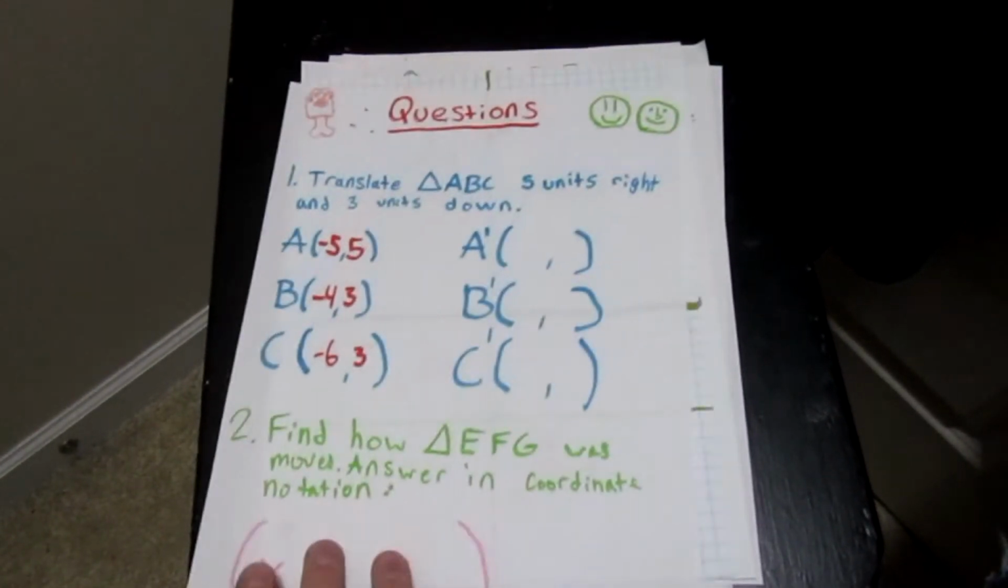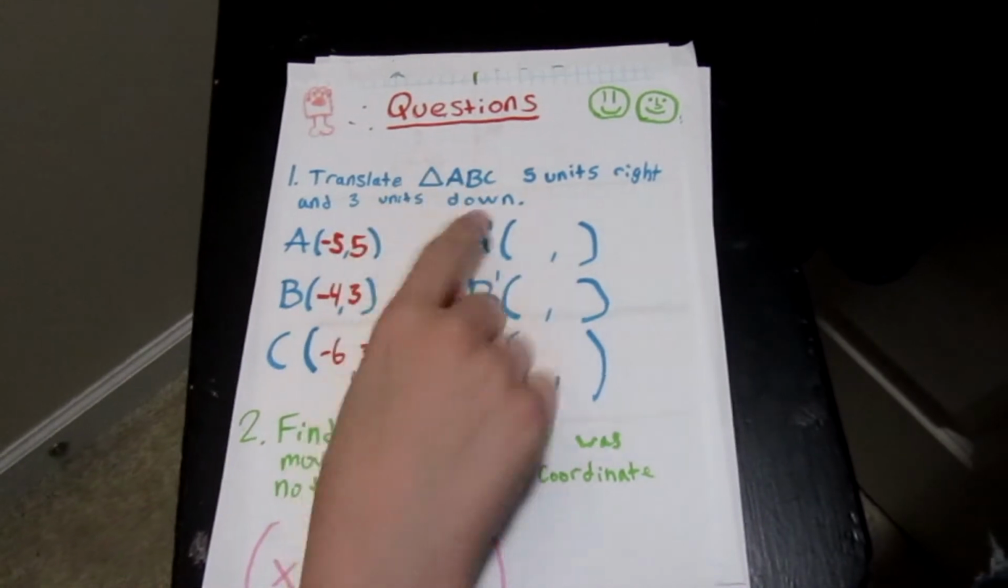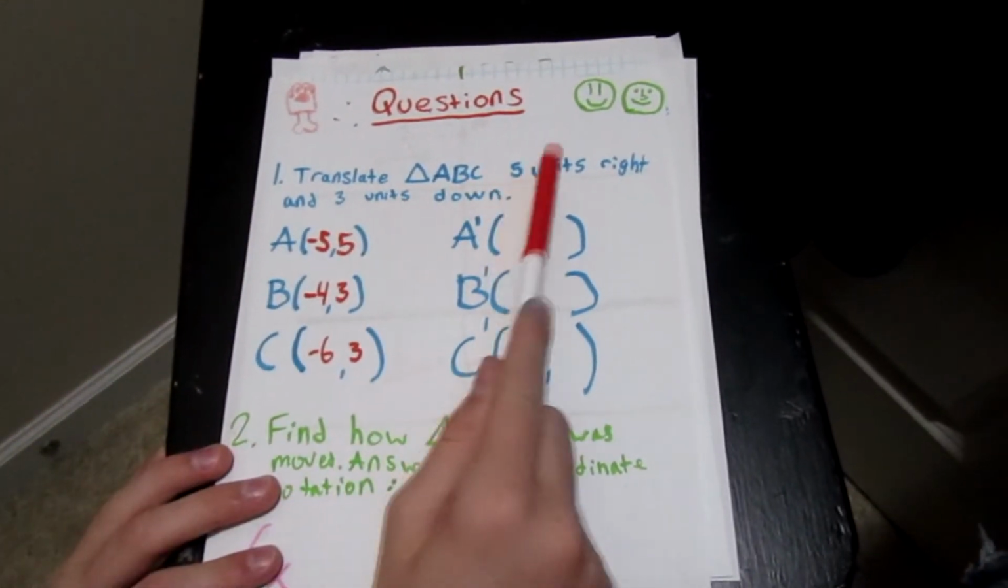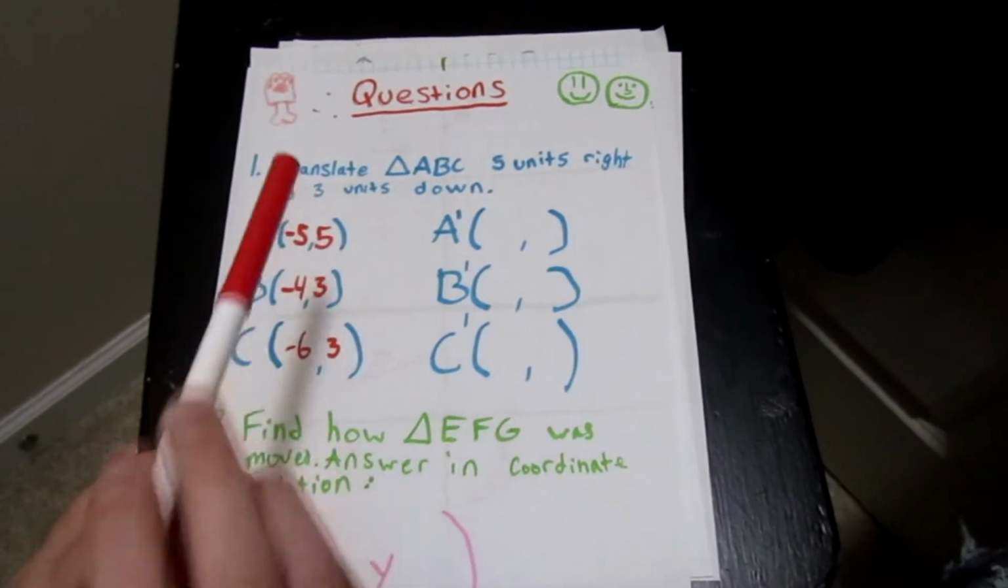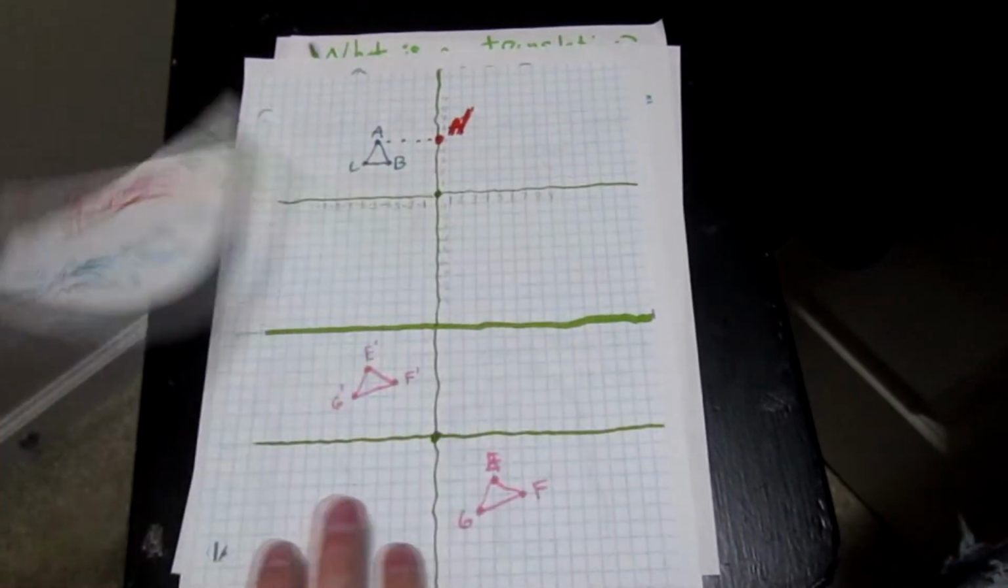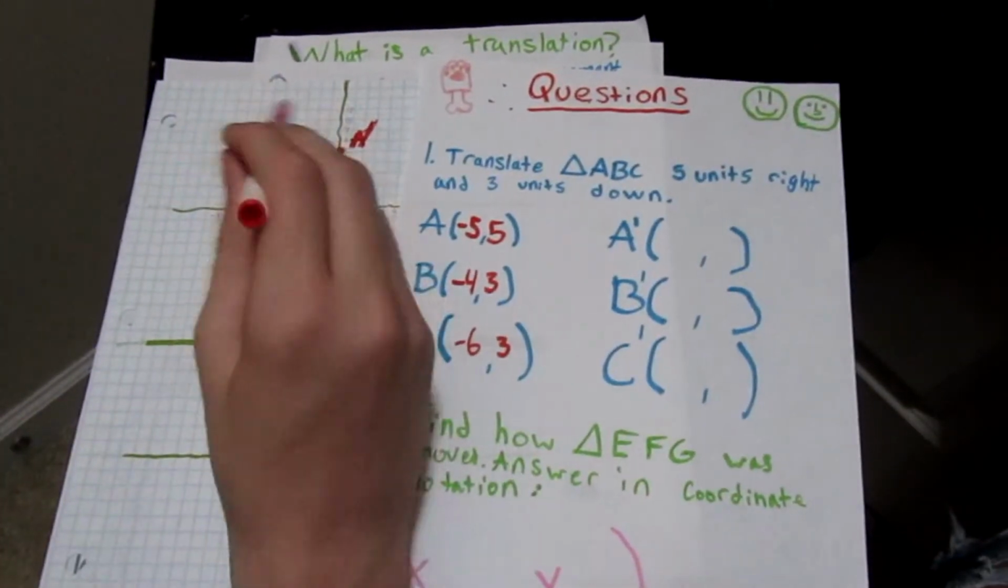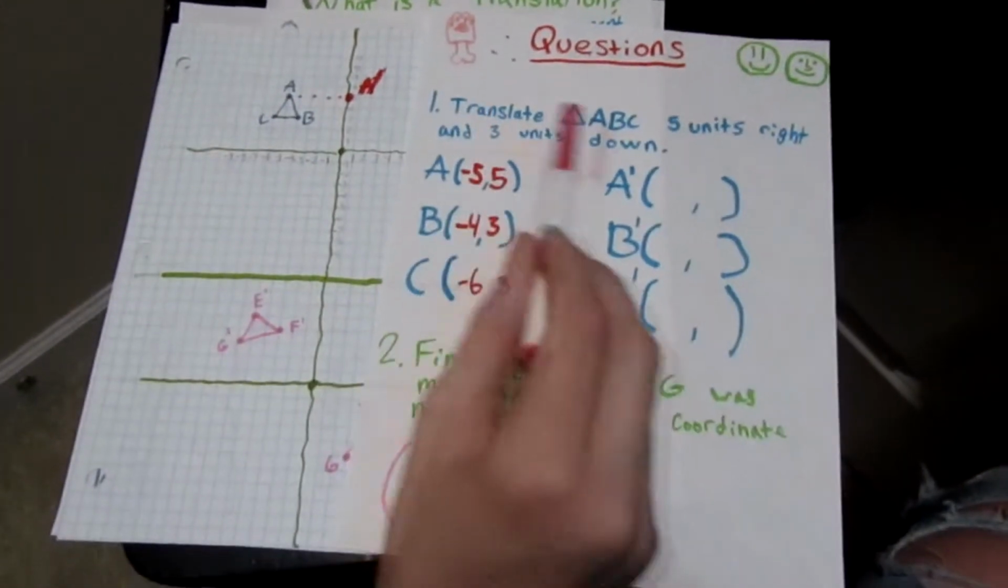So our first question is: translate triangle ABC 5 units right and 3 units down. So I already gave you the coordinates to A, B, and C as seen on this graph right here. And all we have to do is move these points 5 units right and 3 units down.